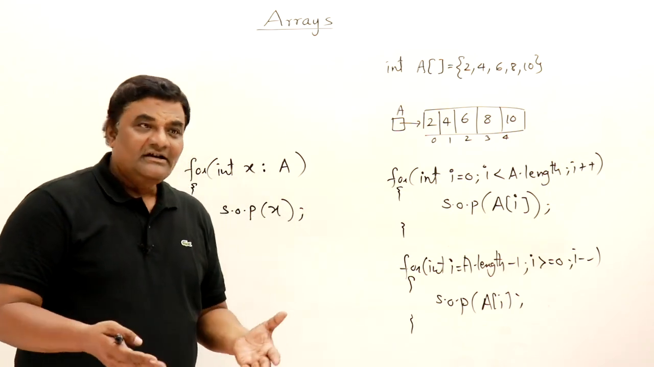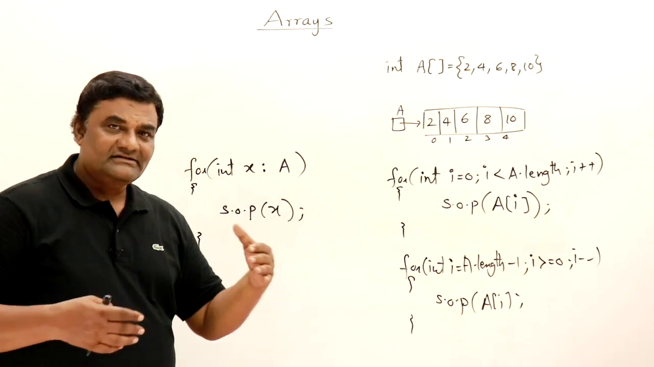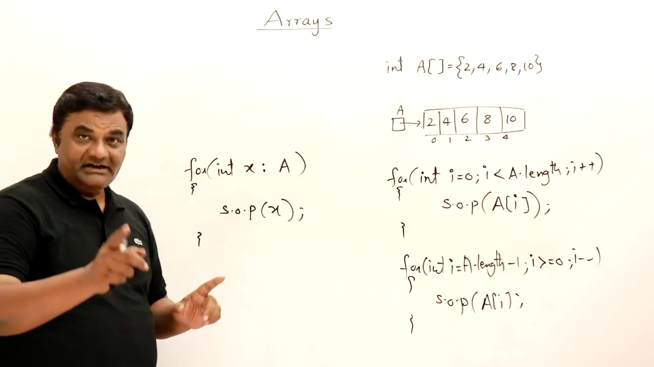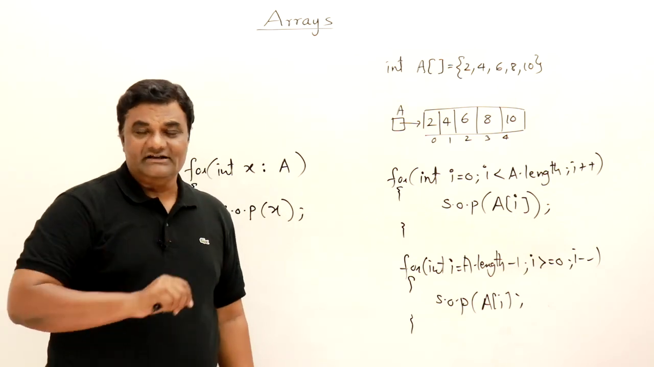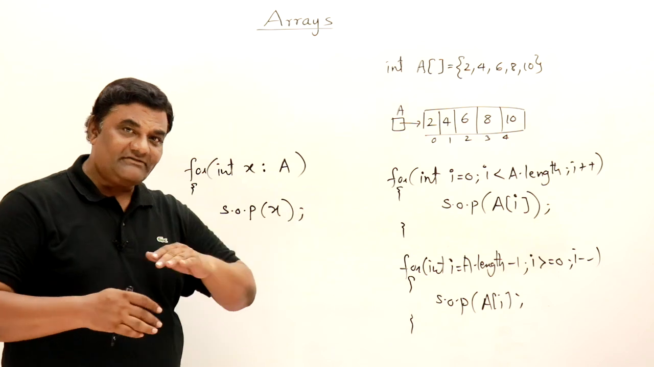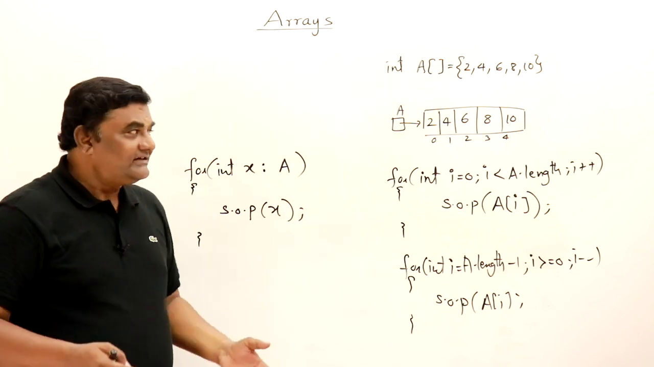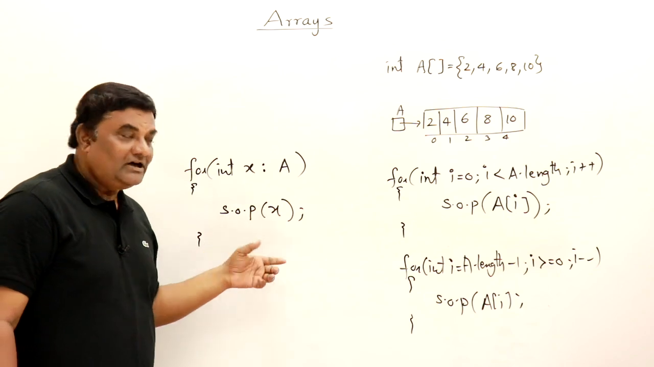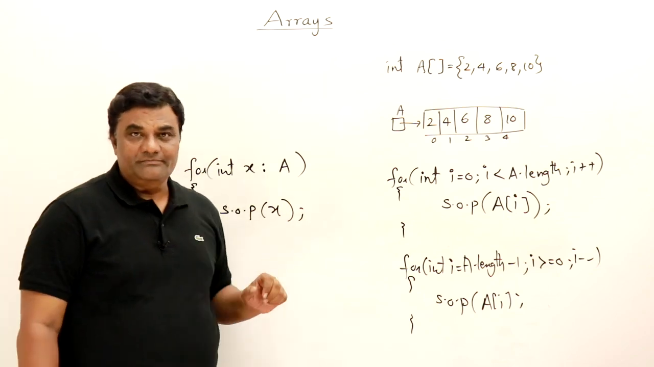So this is easy. We don't have to know the length and size of an array. Simply we can access all the elements, but we can access only in the forward direction, right? We cannot access in the backward direction, but it's easy to access all the elements. This is the most frequently used loop upon arrays, the for each loop.